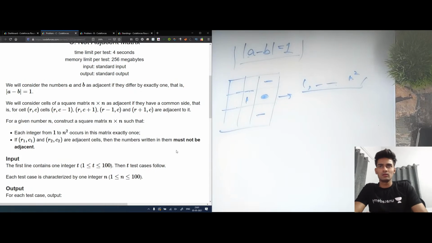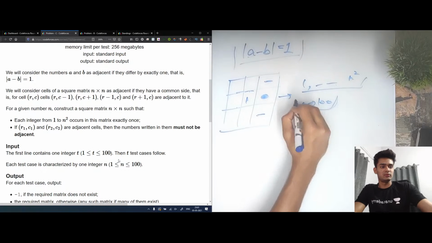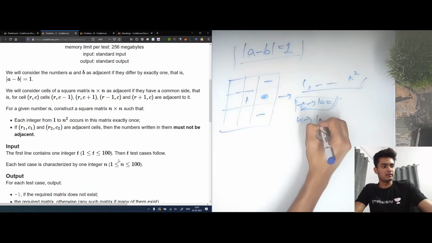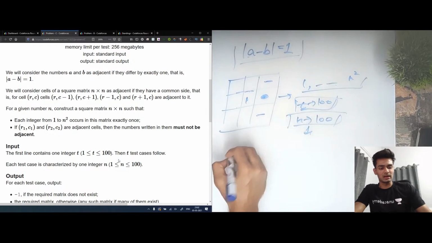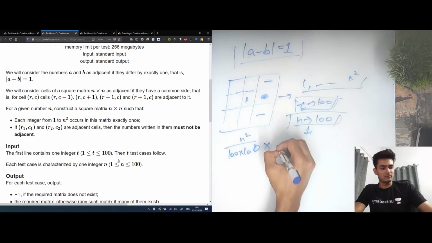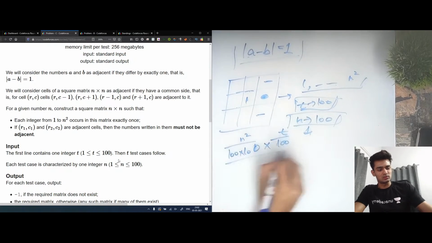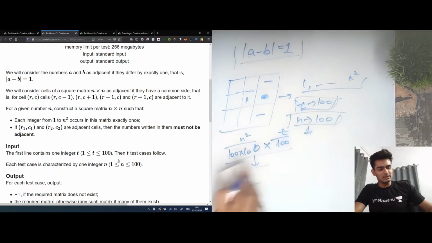Okay, and t is actually 100 only, so we don't really have to care about that, and n is 100. So we'll have a matrix of n into n, so that will take 100 into 100, which is n square, and for every test case we'll have 100 as well. So this completely comes out to be 10 to the power 6. Okay, cool. So let's see how to do this.